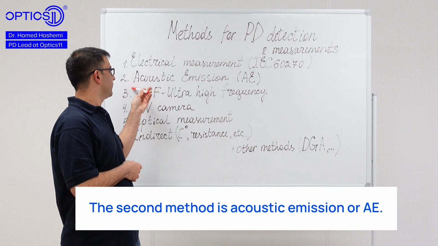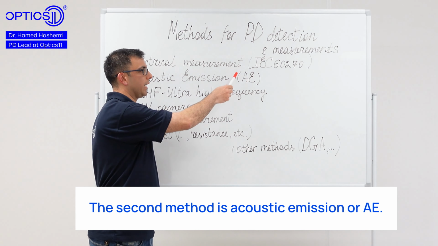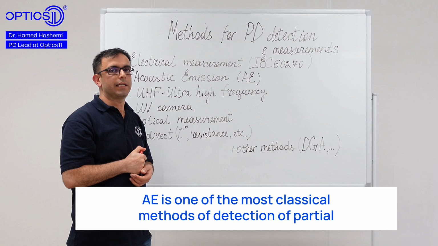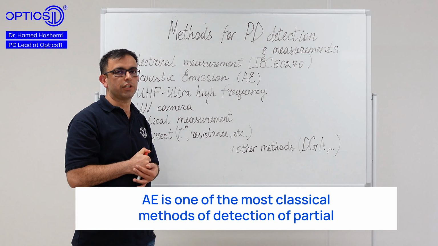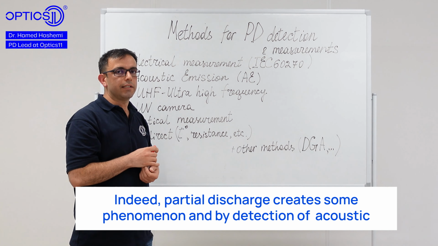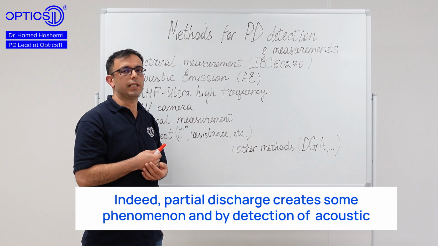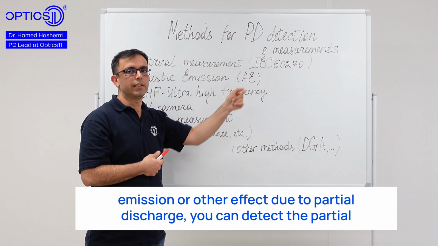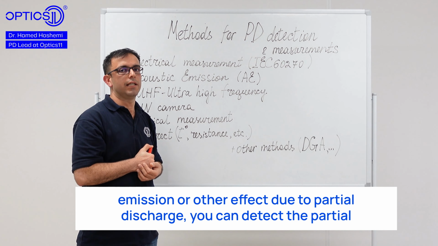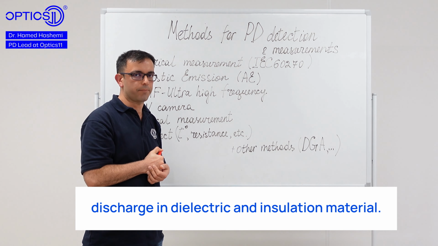The second method is acoustic emission, or AE. AE is one of the most classical methods of detection of partial discharge in high voltage assets. Indeed, partial discharge creates some phenomena, and by detecting acoustic emission or other effects due to partial discharge, you can detect the partial discharge in dielectric and insulation materials.